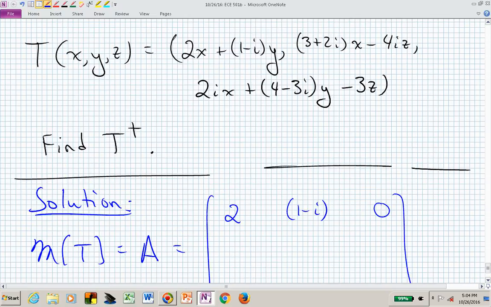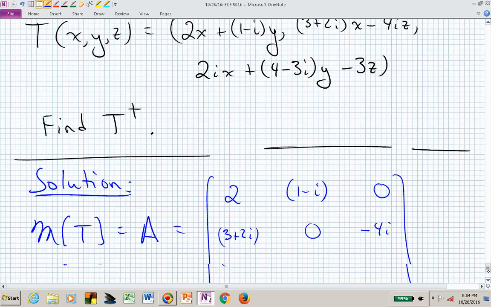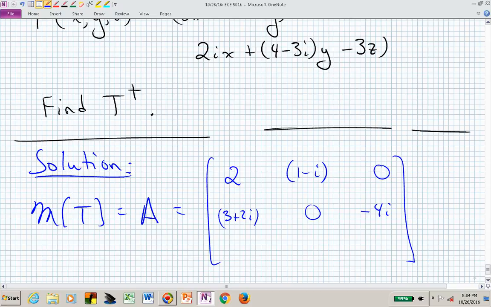Now let's populate the second or middle row. Is there anything in the first column? 3 plus 2i. Middle column, 0, and the third column. And finally now our third row has a full complement of entries. It's 2i, 4 minus 3i, and minus 3.